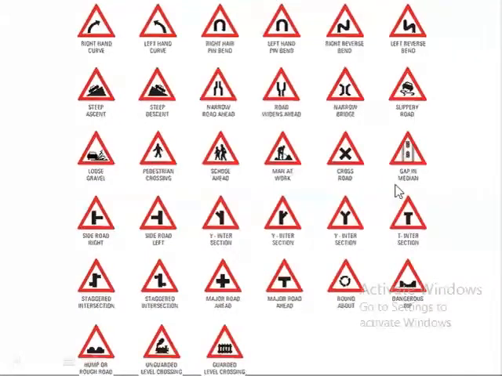These are few warning signs which are used on the roads, like right hand curve, left hand curve, right hand pin bend, left hand pin bend, right reverse bend, Y intersection, major road ahead, roundabout, school ahead, men at work, crossroads. These are the signs which show us the conditions of the road ahead. They warn us about the conditions of the road ahead, and they are useful in reducing the speed of the vehicles.